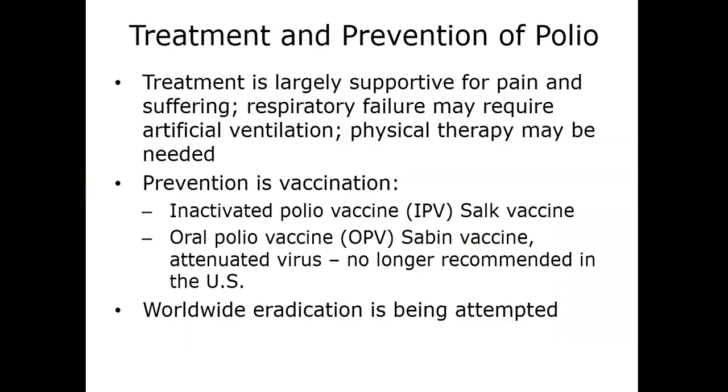So how do we treat and prevent polio? Well, treatment, again, is largely supportive for the pain, for the breathing. We mentioned the artificial ventilation in some cases. There is a vaccination. The inactivated polio vaccine is also called the Salk vaccine, and this was named after Jonas Salk, who developed the vaccination in 1954.